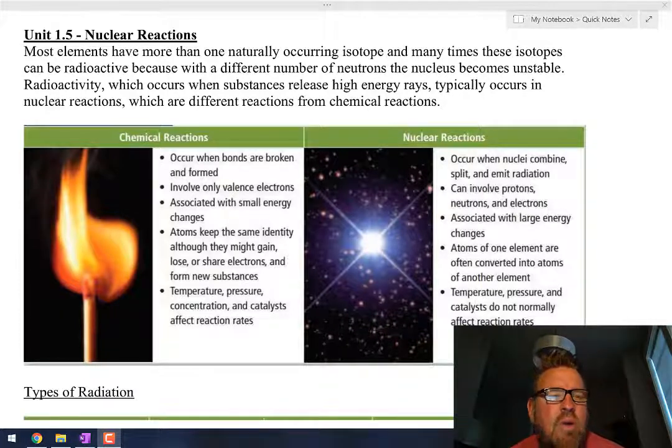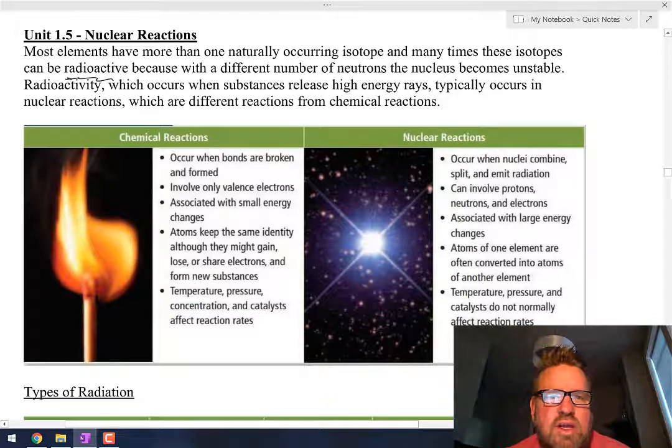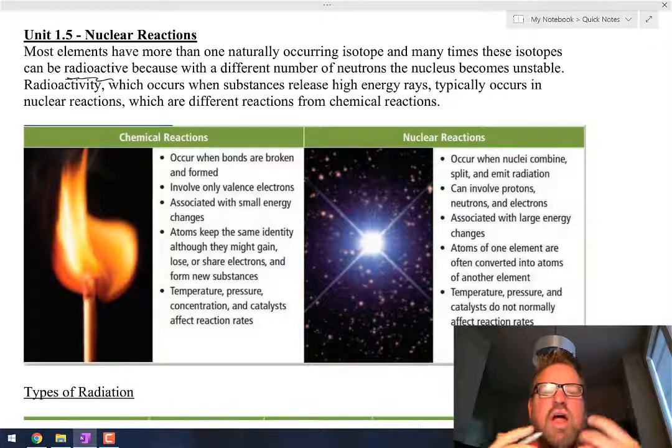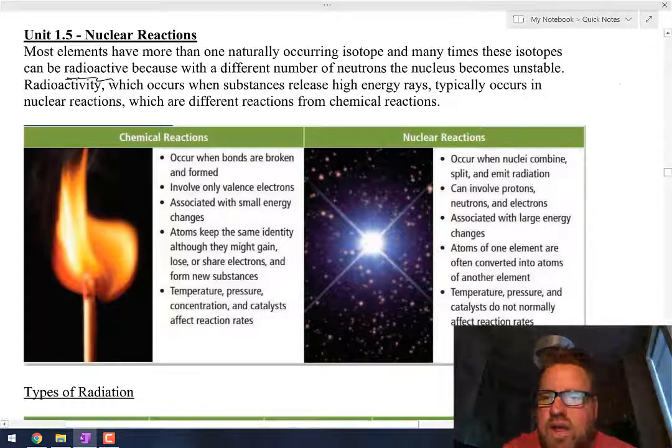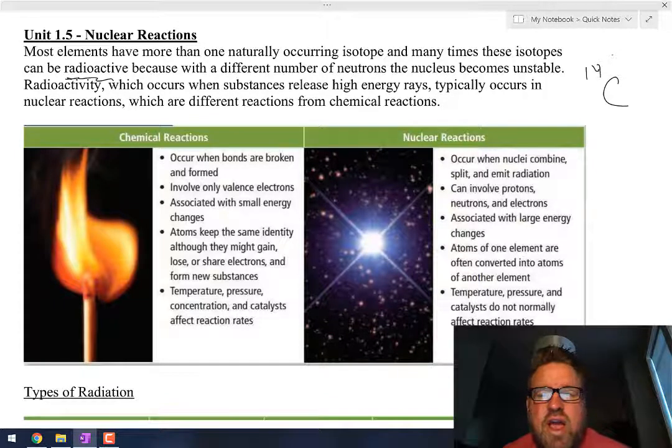Now, like we talked about with isotopes the day before, most elements do have more than one naturally occurring isotope, and these isotopes can be what's called radioactive. When something is radioactive, all that means is that that element over time slowly breaks down. I think I mentioned carbon-14, which is something that all of us have in our bones. It also is radioactive, which means over time it breaks down.